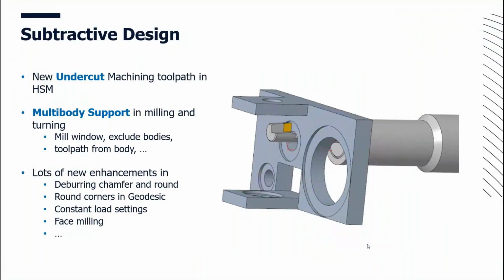And then subtractive design: undercut machining is added to it. So if you have a little tool that cuts on the inside, this is now also possible. And a lot of other new functions that it follows: deburring, different corner rounds, and constant load setting. So if my material is low in the middle, or low in the middle and high at the end, it changes the load settings and the thickness. Very cool functions there as well.